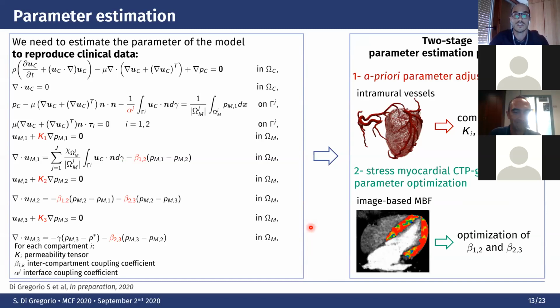The parameter estimation that we propose is made of two steps. The first is an a priori parameter adjustment, in which we exploit the intramural vessels to estimate the permeability tensor of each compartment, the intercompartment coefficients inside the multi-compartment model, and also the interface condition between the Navier-Stokes equation and the multi-compartment model. In the second phase, the stress myocardial CTP guided parameter optimization, we use the MBF measured by images to optimize the parameters and improve the accuracy of the model.